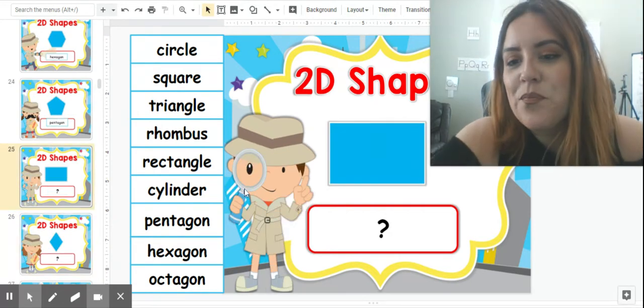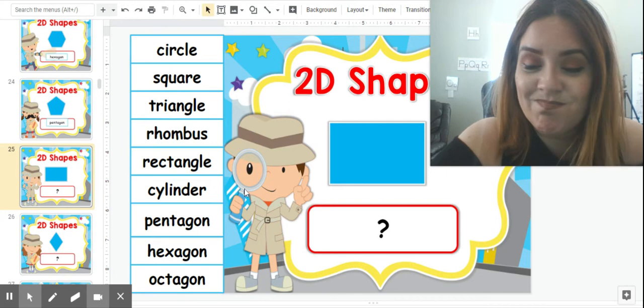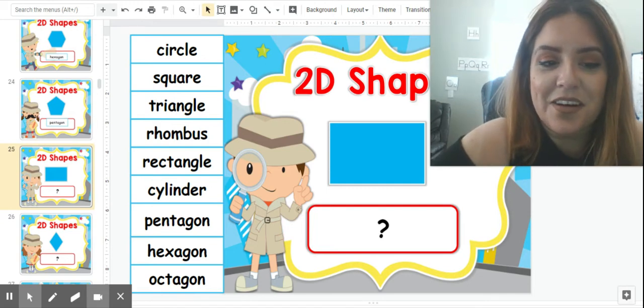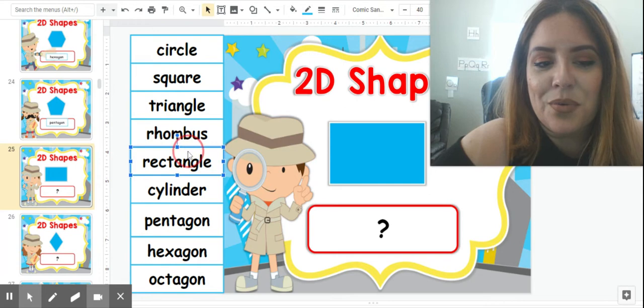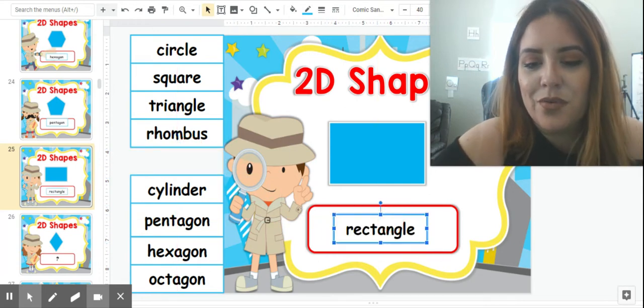What's this one? Is it a square? No. Is it a triangle? No. This is called a rectangle. Rectangle.